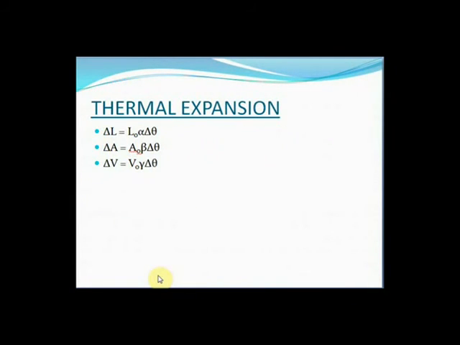Now with increase in temperature, the increase in the length of an object is delta L, and delta L will be given as L naught into alpha into delta theta, where L naught is the initial length, alpha is the coefficient of linear expansion, which is a constant, and delta theta is the temperature difference.